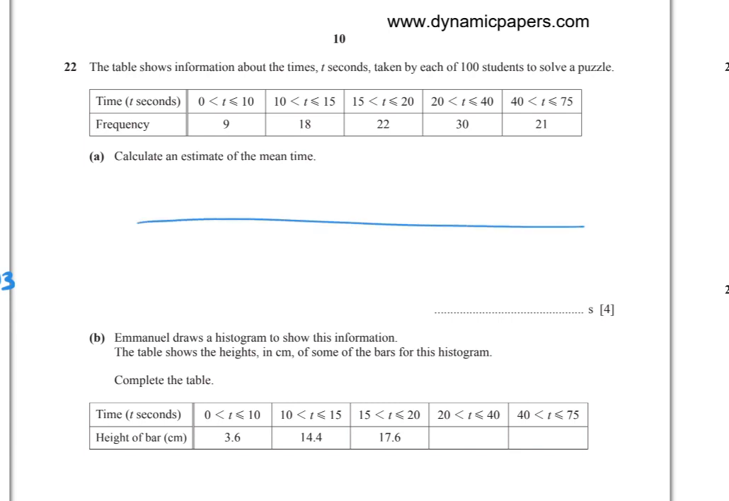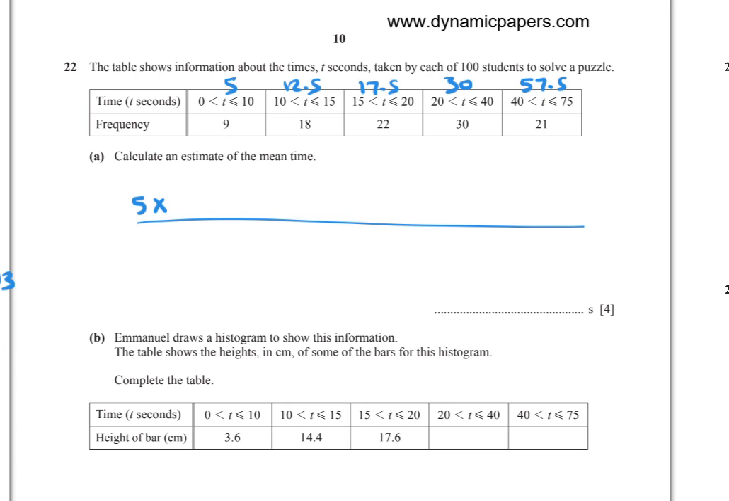So the middle values: from 0 to 10, 5; 10 to 15, 12.5; 15 to 20, 17.5; 20 to 40, 30; 40 to 75, if you cannot find it directly, add 40 plus 75, then divide by 2, so 57.5. Now multiply the middle value by the frequency.